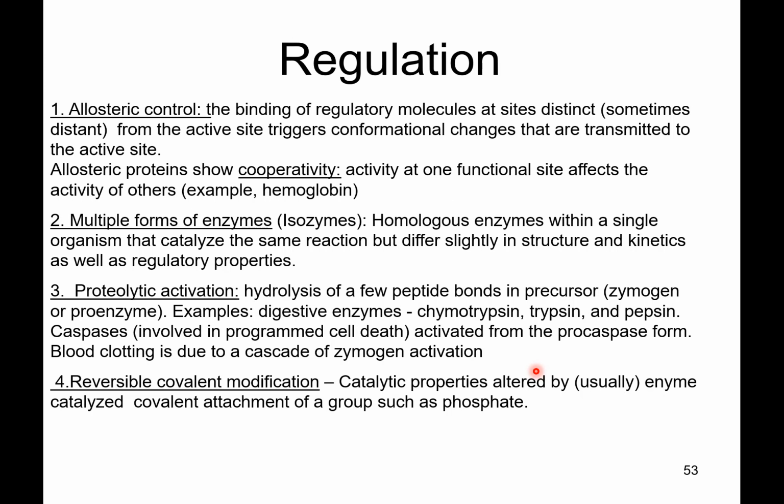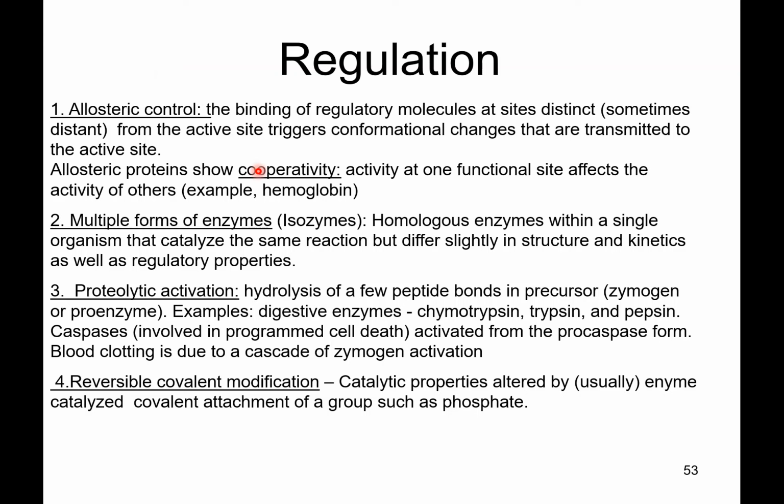Okay. Lastly, we'll talk about regulation. There are four main types of regulation. One we've already seen examples of, allosteric control. That's binding of regulatory molecules at sites distinct and sometimes distant from the active site that trigger conformational changes that are then transmitted to the active site.